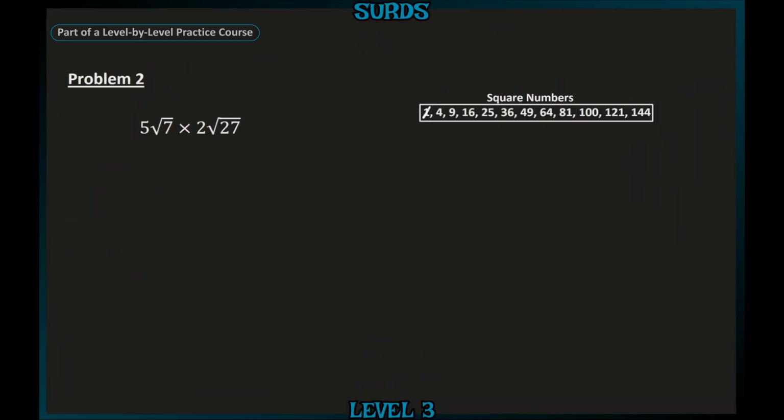In problem 2, we're simplifying 5 root 7 multiplied by 2 root 27. Now we could start by multiplying these together straight away, but it's sometimes useful to see if we can simplify either of the two surds first. Now 7 can't be divided by any of the numbers on our list of square numbers, but 27 can, because 27 can be written as 9 multiplied by 3, and 9 is on our list of square numbers.